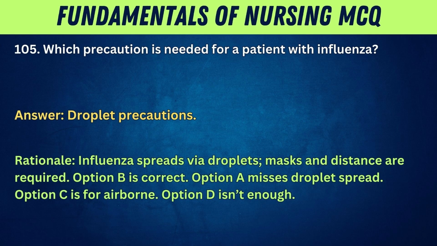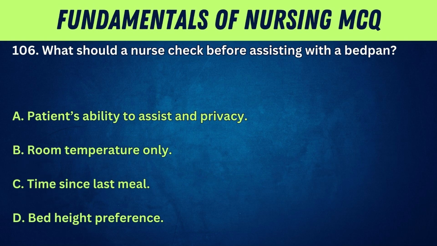Answer. Droplet precautions. Rationale. Influenza spreads via droplets. Masks and distance are required. Option B is correct. Option A misses droplet spread. Option C is for airborne. Option D isn't enough.